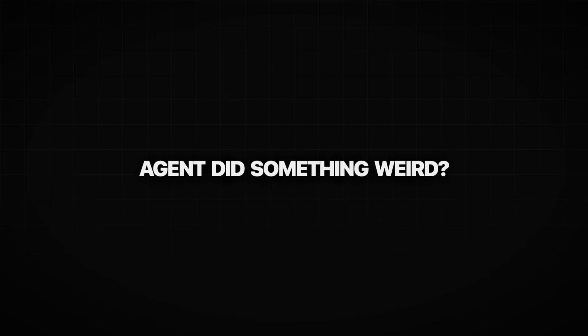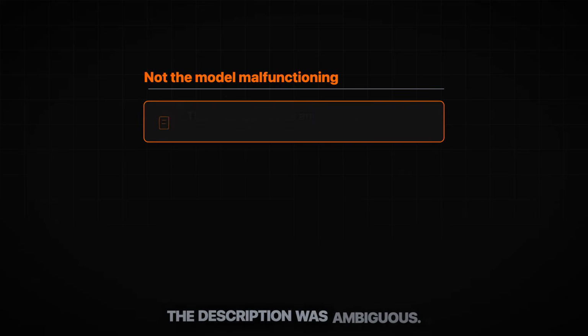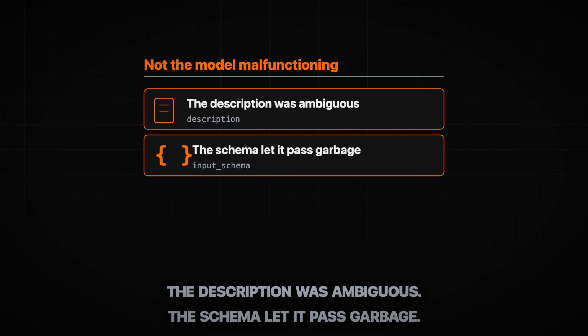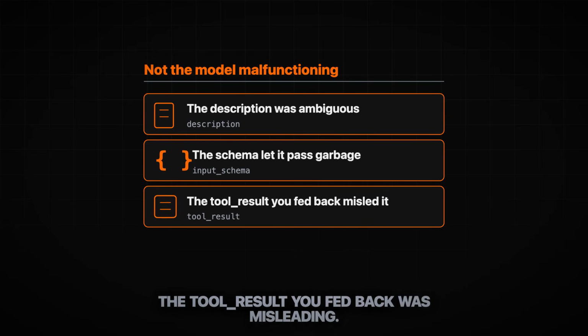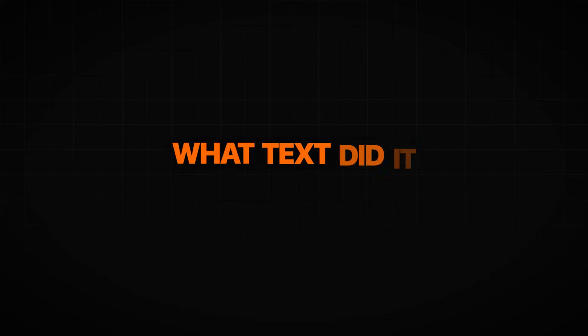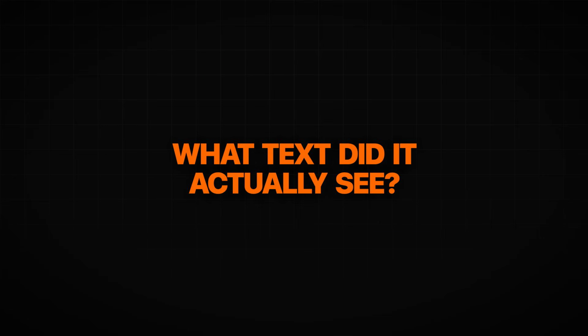And once you can see these seams, debugging agents gets a lot less mystical. Your agent did something weird? It's almost never the model malfunctioning. Either the description was ambiguous, the schema let it pass garbage, or the tool result you fed back was misleading. The model only ever sees text, so when an agent goes off the rails, ask the only question that matters: what text did it actually see?